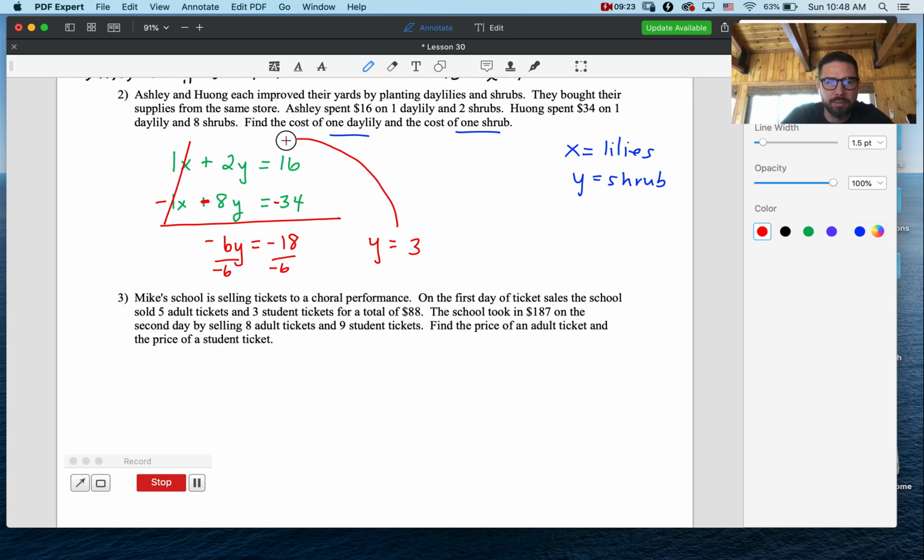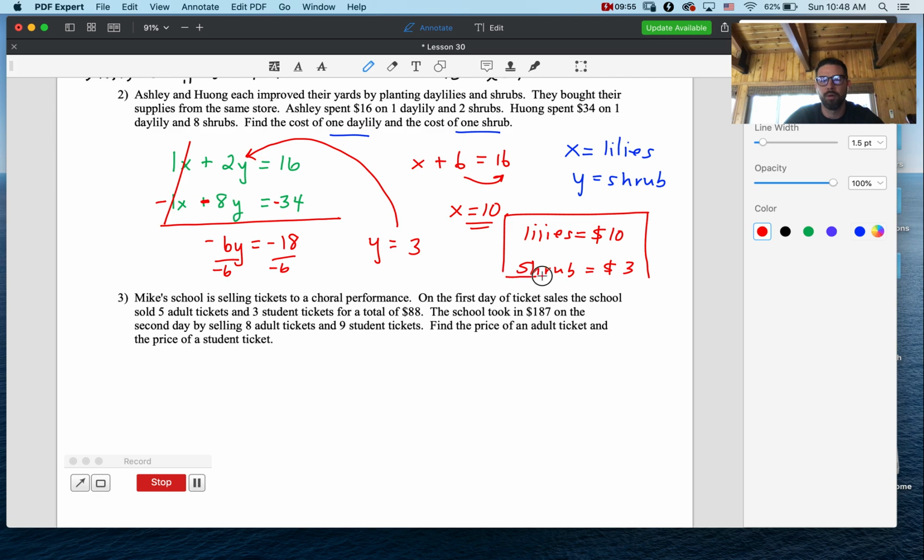Now let's go and substitute this in up here. So we're going to have our 1x, and I'm just going to write it as x, plus, what's 3 times 2? 6, right? Equals 16. Subtract it over, and you get x equals 10. So let's say, hey, lilies equals $10, right? And our shrubs equals $3. Boom. Tell me how easy that is.